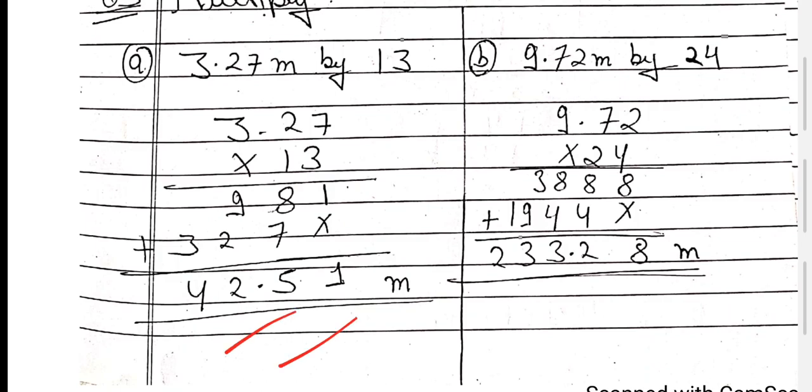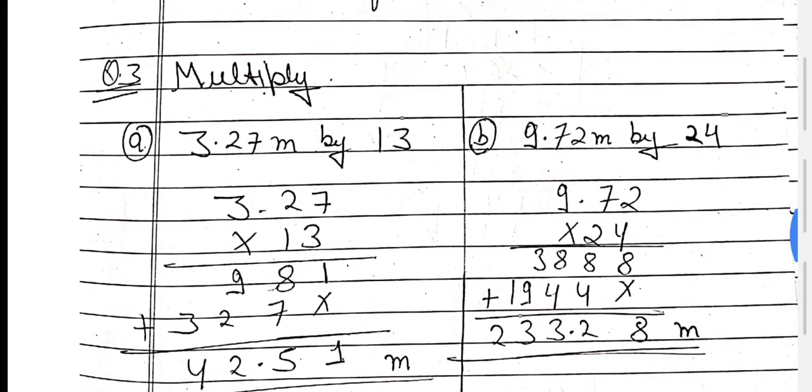Now just see the decimal, how many digits are there after the decimal? Only 2. After the decimal there are 2 digits. So from the back side you have to put the decimal after 2 digits. Okay, the decimal is after the 2 digits. So from the back side you have to put the decimal after 2 digits.